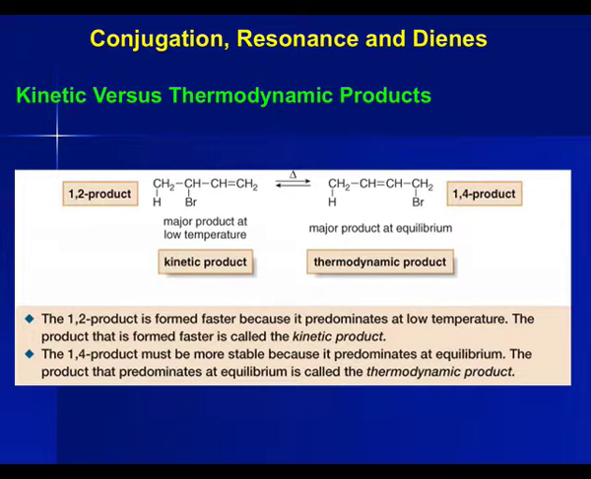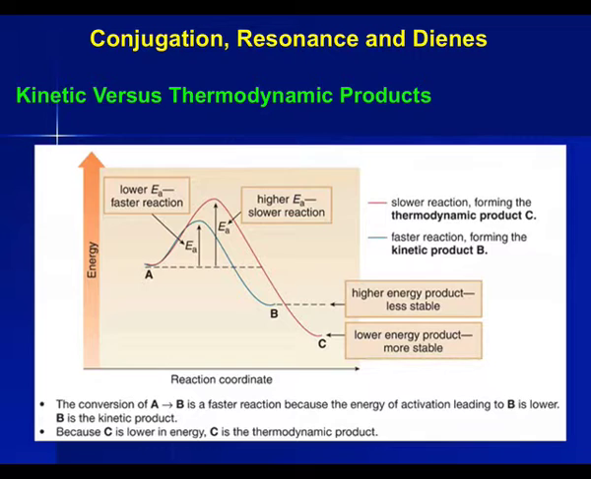So I just said that, so we'll skip that. So we know that the kinetic product, since it occurs faster, the energy of activation for the kinetic product has to be lower, right? But the thermodynamic product has to have the lower product energy, right? So that's why C is lower than B, okay? Why is it that the energy of activation for the kinetic product is lower?